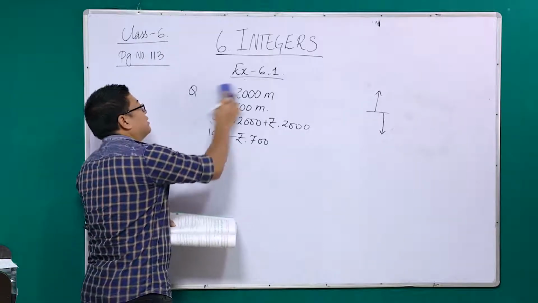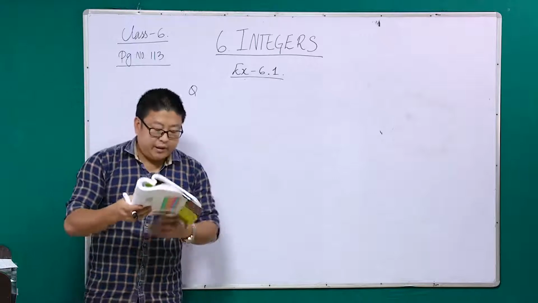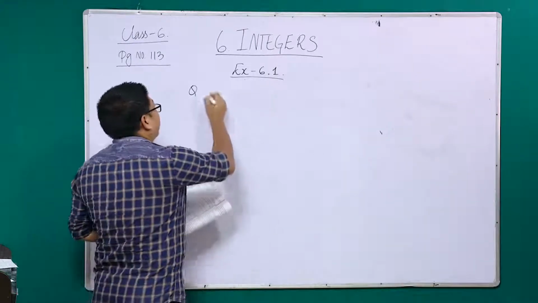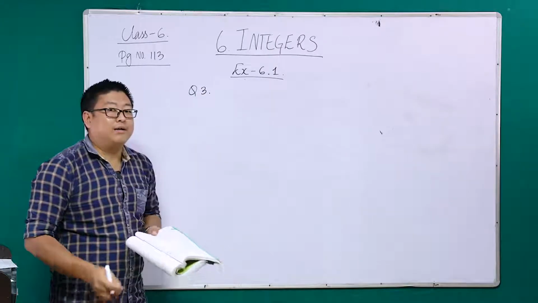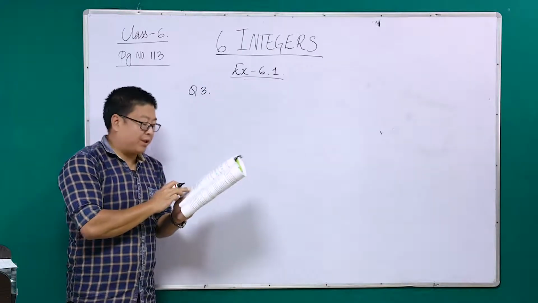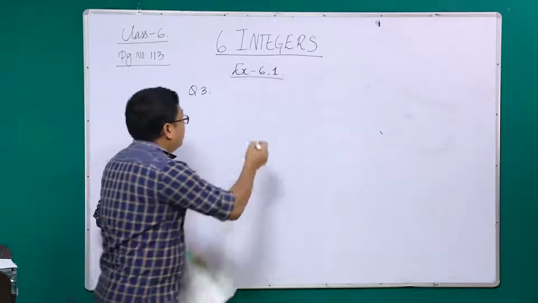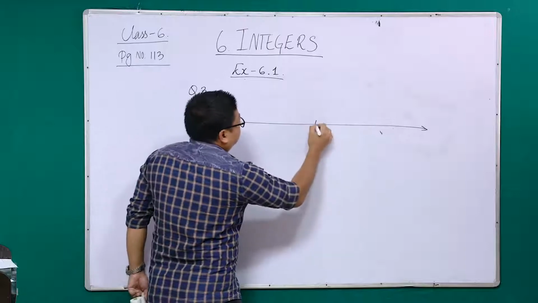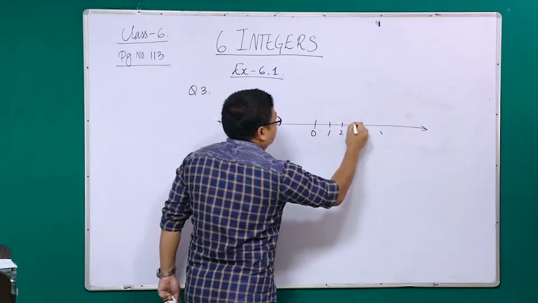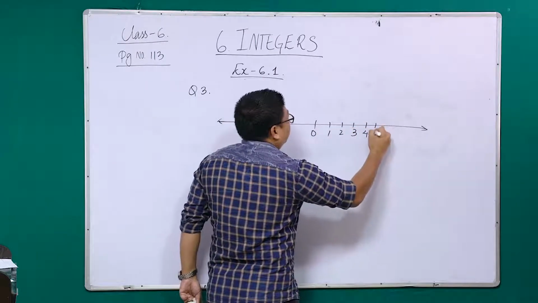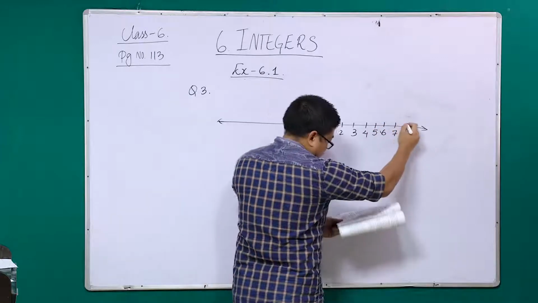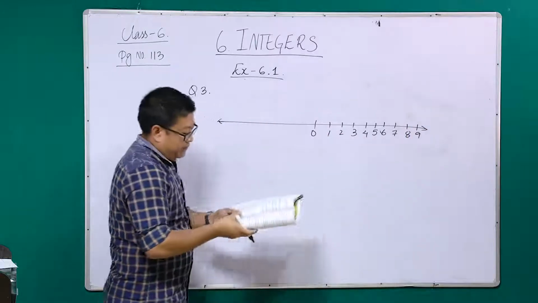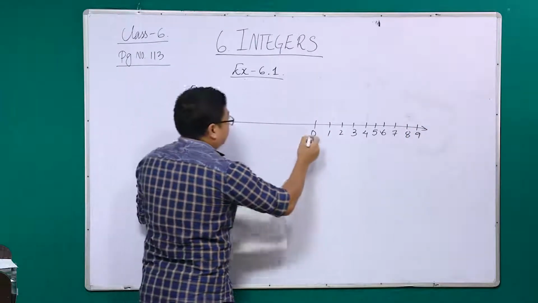Let's move on to question number 3. Represent the following numbers on a number line. Now they're asking us to represent the numbers given in the question on a number line. So let me first draw the number line. 0 will be middle. 1, 2, 3, 4, 5, 6, 7, 8, 9. The biggest number given is 8, so I'll go till 9.